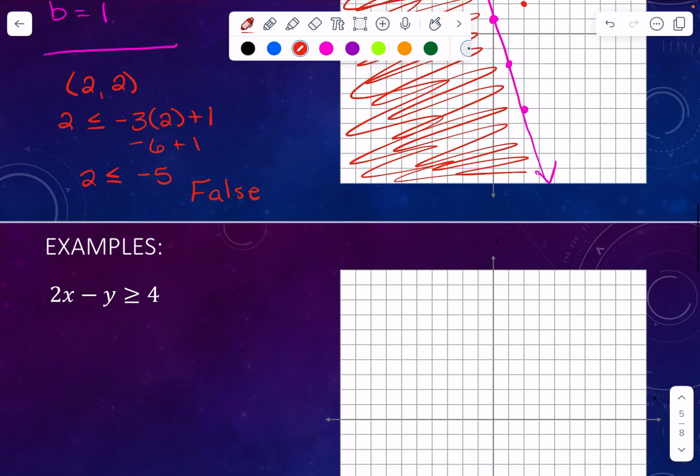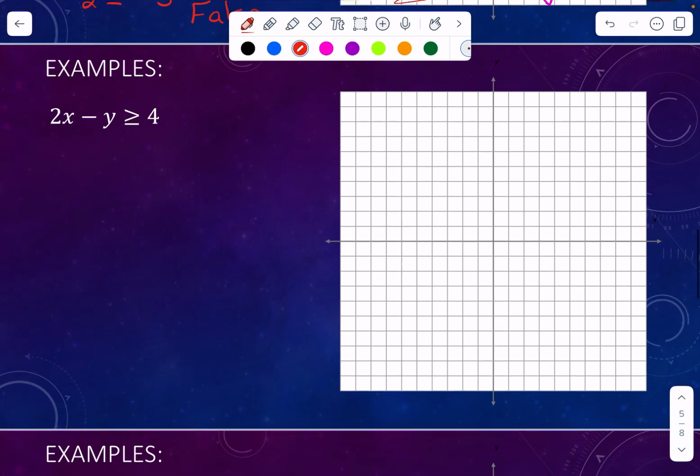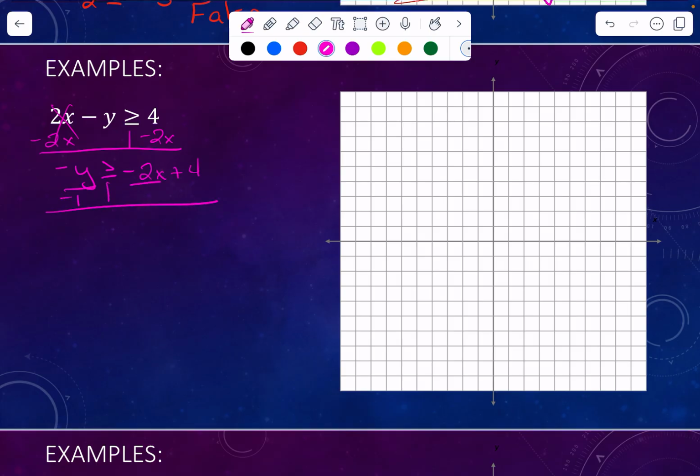Okay, let's try another one. Now, on this one, you'll notice that it's not solved for y yet. So the first thing I have to do is get it to y equals. So I'm going to minus the 2x from both sides. So that's going to get me negative y is greater than or equal to negative 2x plus 4. Then I'm going to divide by negative 1. Now that is going to make that inequality switch. And negative 2 divided by negative 1 is 2x, and that's going to get us a negative 4.